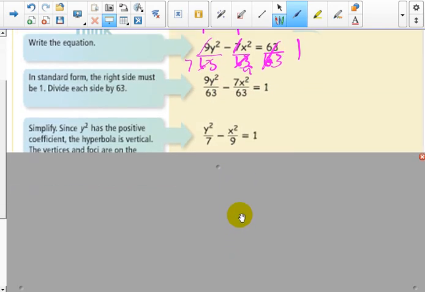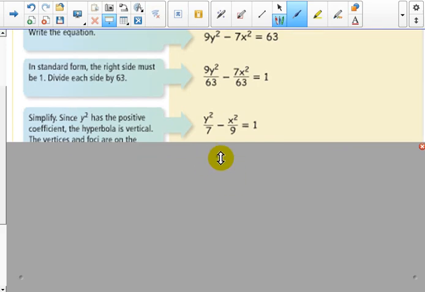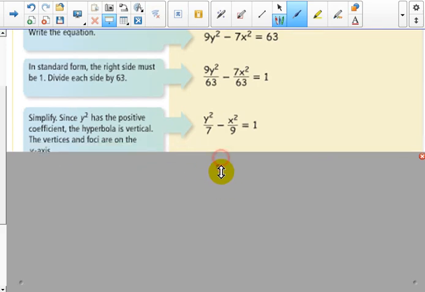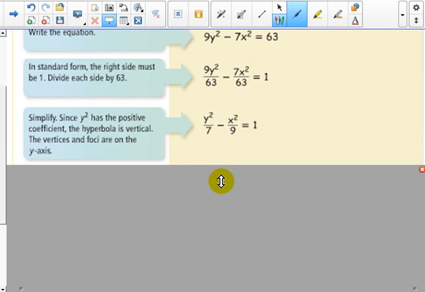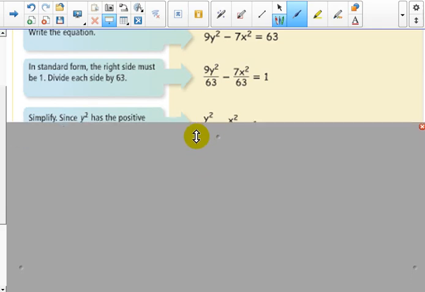So there it is. You're going to get y squared over 7 minus x squared over 9. So is this a horizontal or a vertical? It's a vertical because your y is first. And if you're looking at your numbers again, look, 7 is bigger than negative 9. So the larger number is always with the one. Okay, so the hyperbola is vertical.